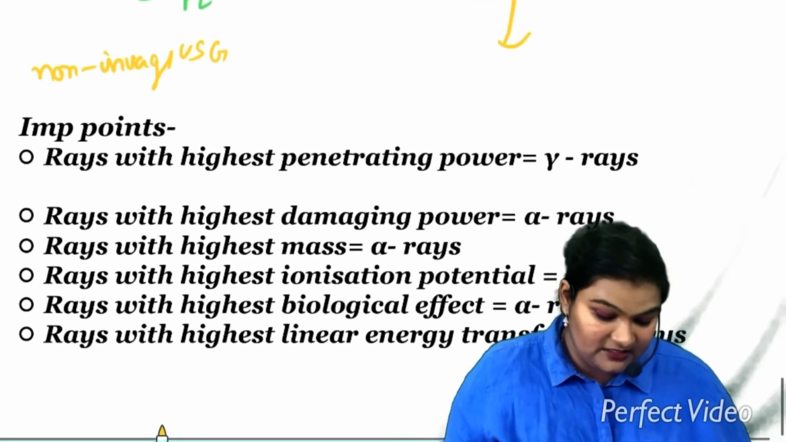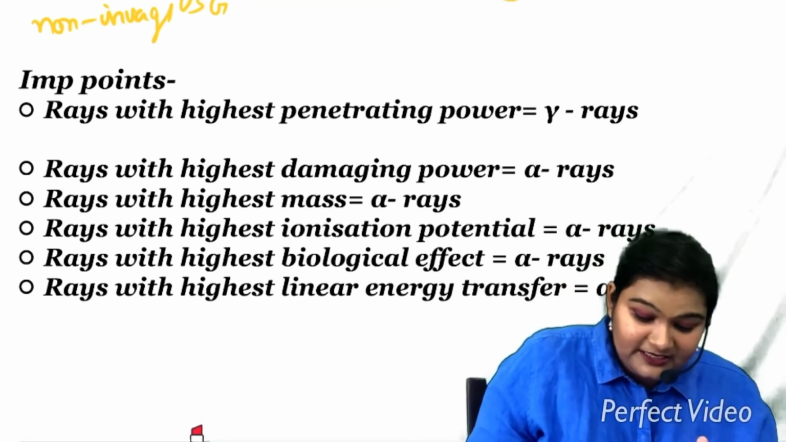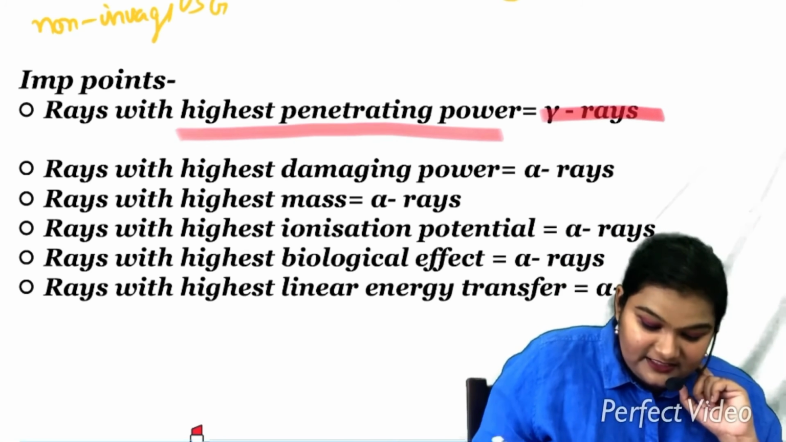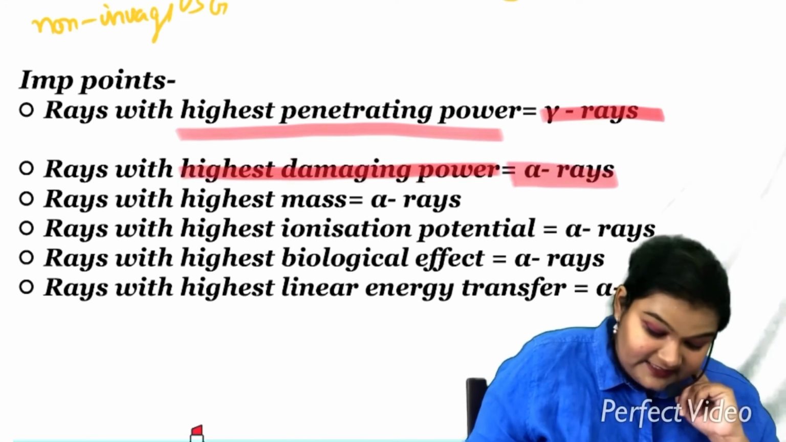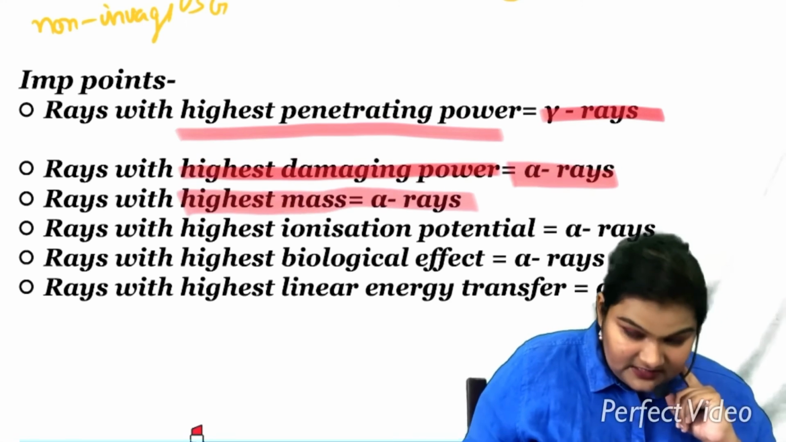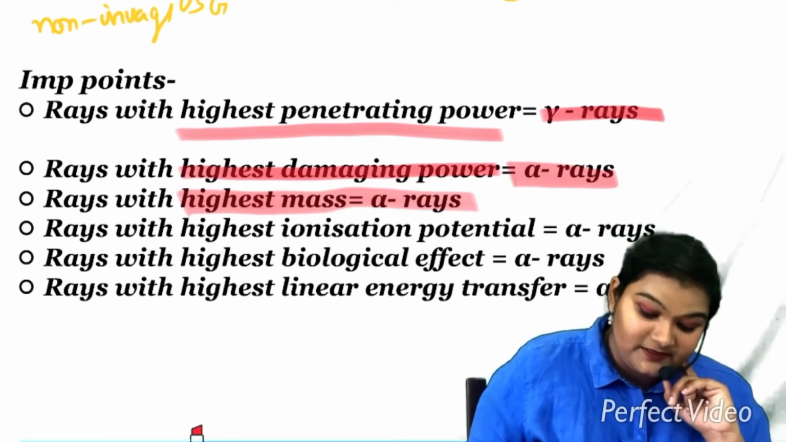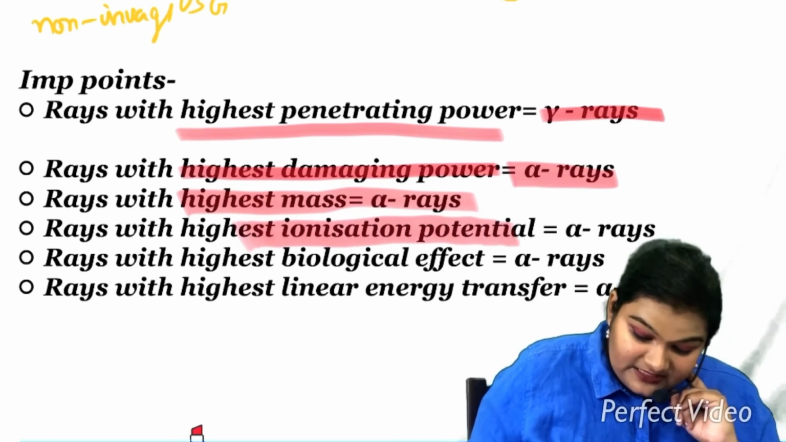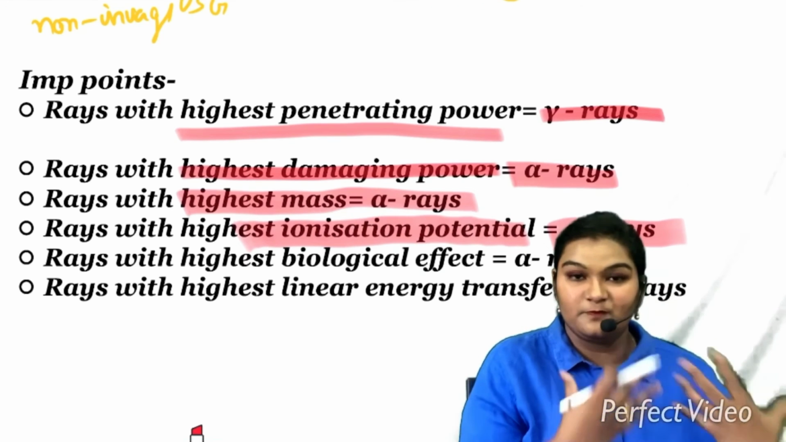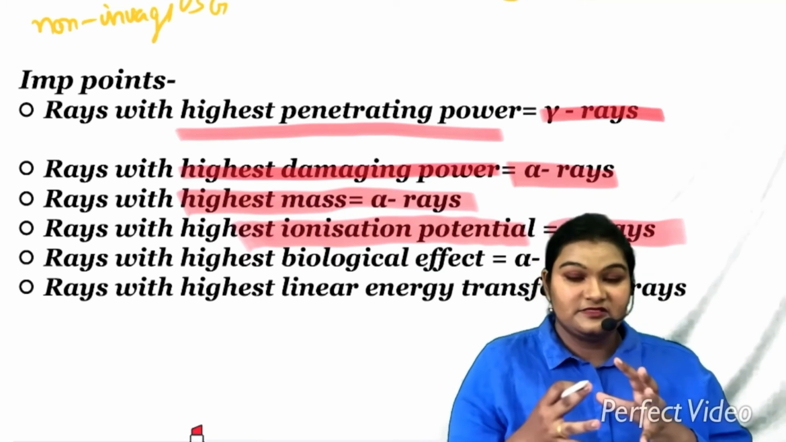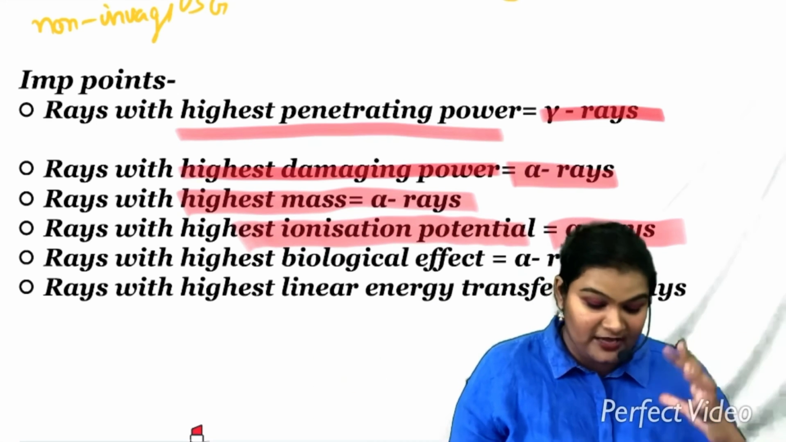So here are some points. Once you go through it, let's read together. The rays with highest penetrating power are the gamma rays. The ray with highest damaging power is alpha rays. The rays with highest mass are alpha rays, obviously, because alpha rays are dipositive helium atoms. The rays with highest ionizing potential are alpha rays, since they have high damaging power, because they ionize the material much more as compared to others, so they cause higher damage than others.